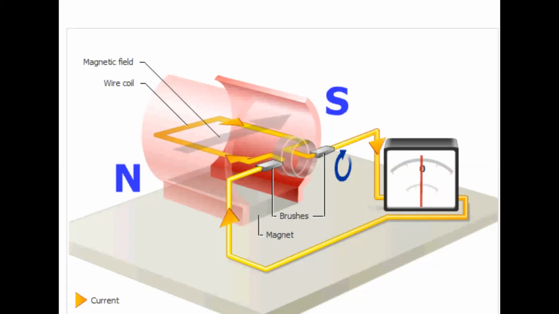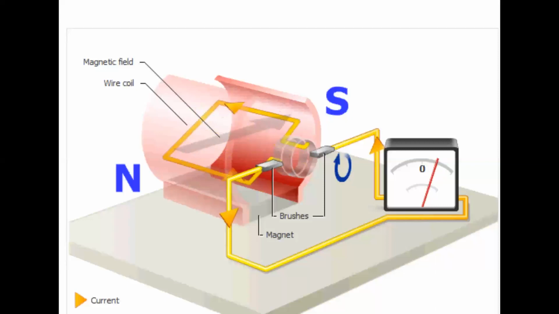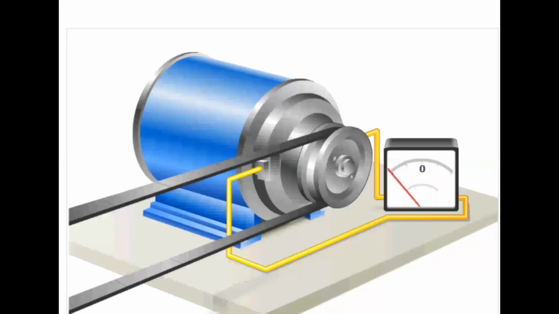The current flows through the wire in one direction during one half of the turn. As it does so, the current changes from zero to maximum flow then back to zero. During the other half of the turn, the current flows in the opposite direction, since the wires are moving through the field in the opposite way. This changing of direction during each cycle is why this type of current is called alternating current.